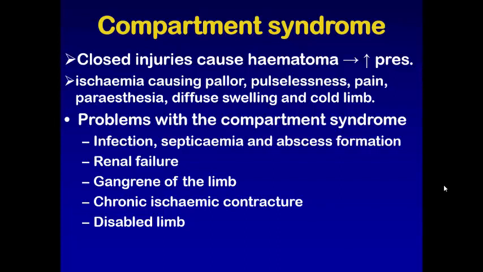blood vessels and causes ischemia, with features of ischemia which are pallor, pulselessness, pain, paresthesia, diffuse swelling, and coldness. If this is allowed to progress, it may lead to renal failure, infection, septicemia, abscess formation, gangrene of the limb, chronic ischemic contracture, and disablement.